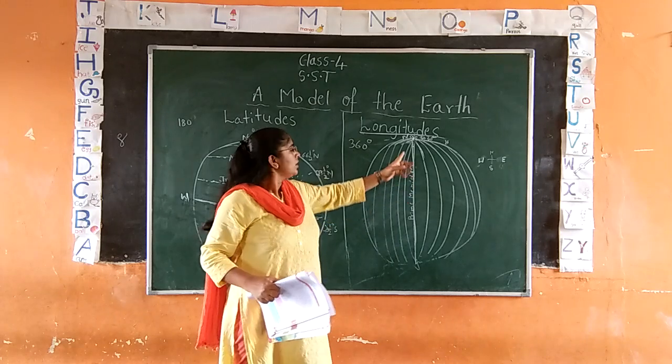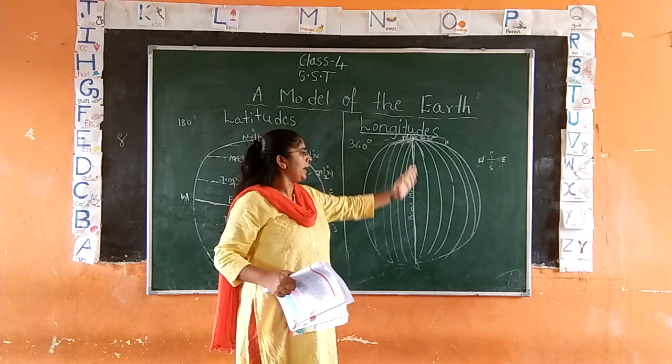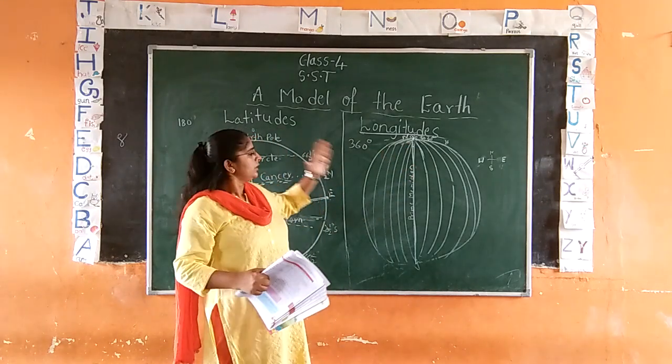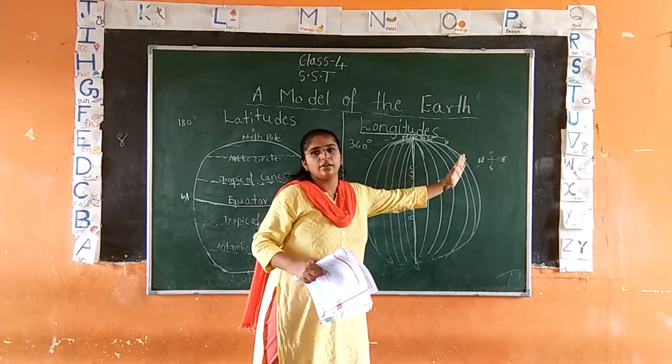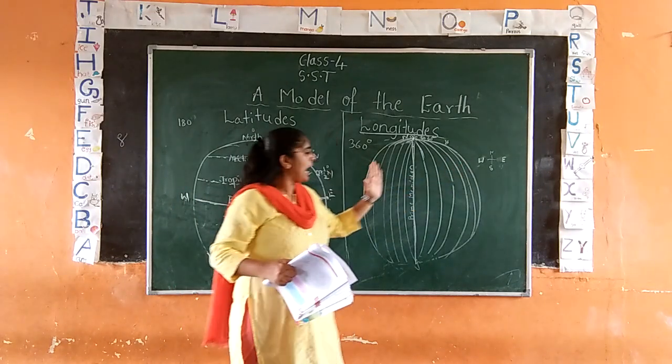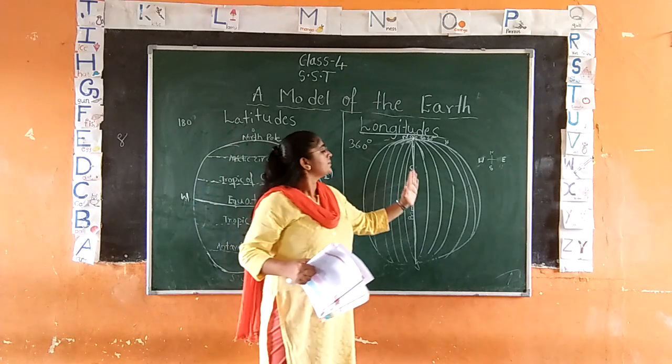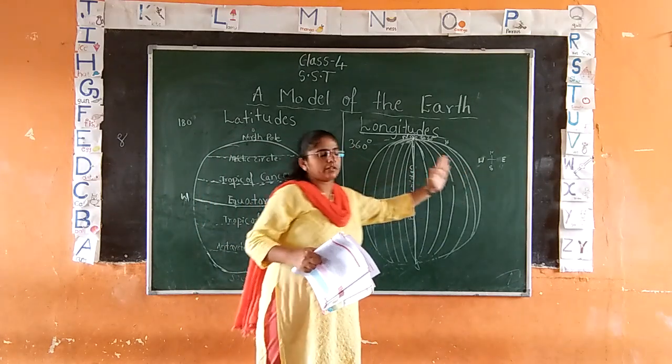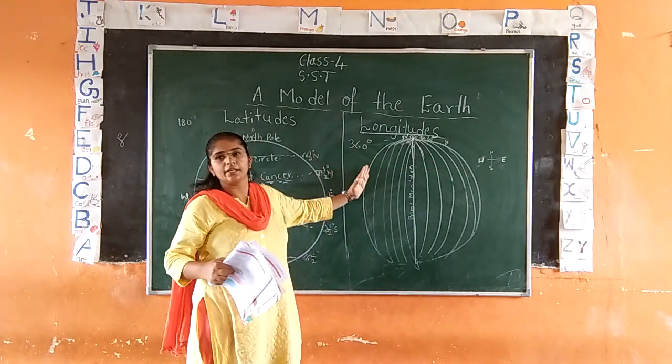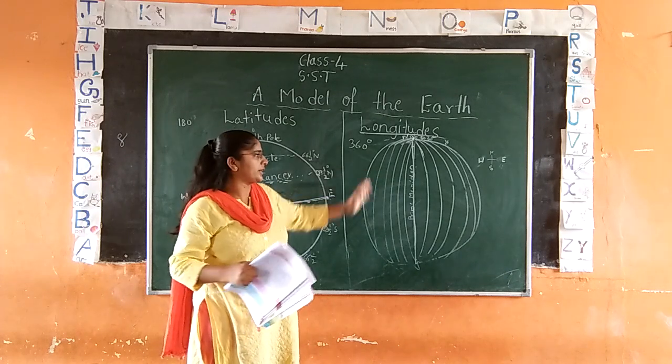This divides the globe into two parts, the east side and the west side. On this side 180 longitudes are there, and on this side 180 longitudes are there.